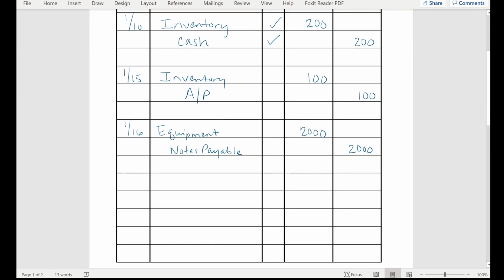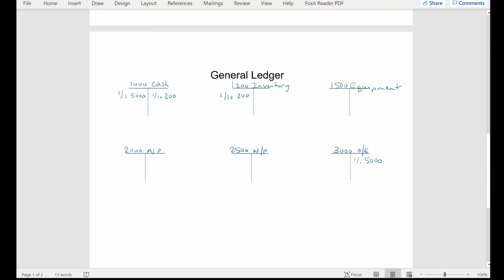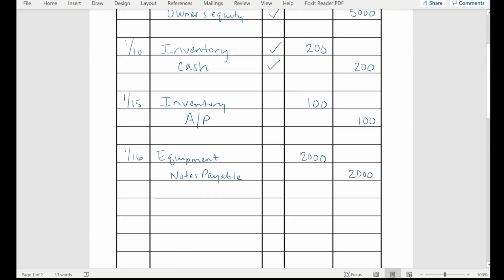The next entry here is inventory purchased on credit or on account, so that goes to accounts payable. So we're going to debit inventory for $100, and then we're going to credit accounts payable for $100. So we're back down here at the inventory, and the date's 1/15. We're debiting inventory for $100, and then that $100 worth of inventory was purchased on account, so we're going to go down and credit accounts payable. Again, coming back up and check marking those off.